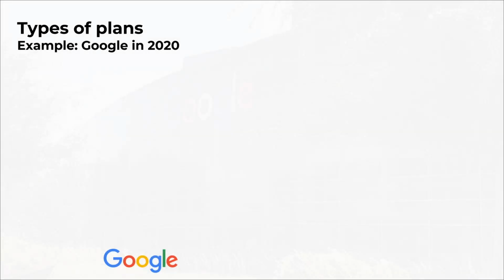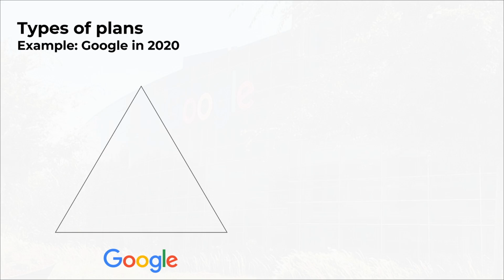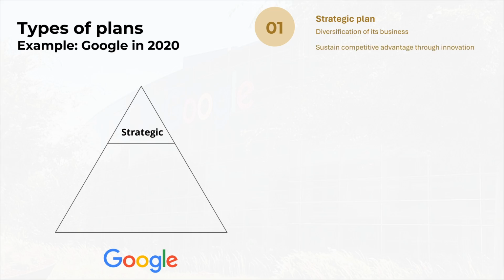So let's illustrate these types of plans with the case of Google in 2020. In terms of its strategy, Google wanted to diversify its business. It noted that it already had a somewhat wide range of products, but it needed to expand its product sphere in order to sustain competitive advantage through innovation. Google noted that as one of the most innovative companies in the world, it needed to stay abreast of other competitors like Samsung, Apple, Huawei, and others.